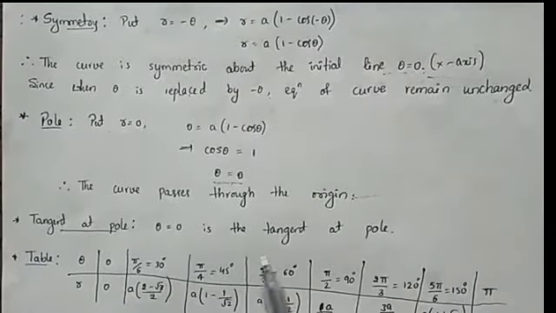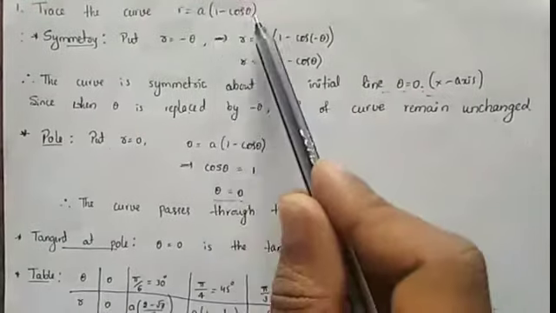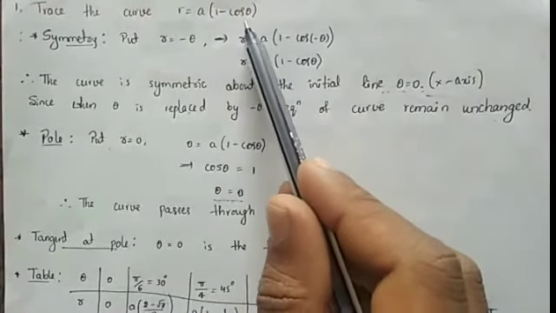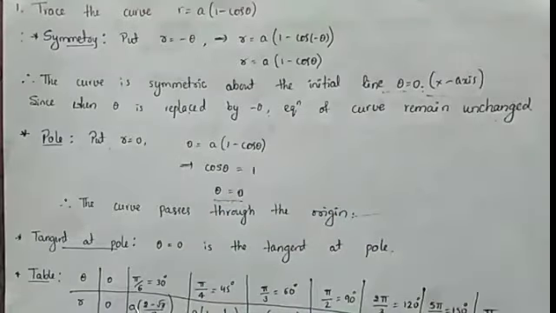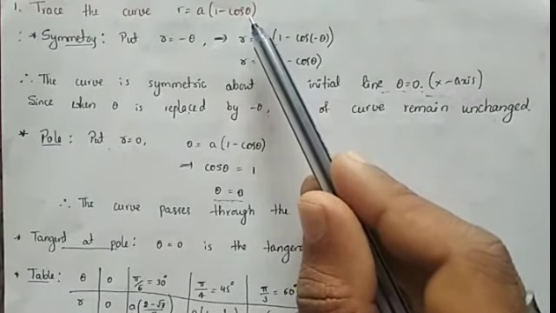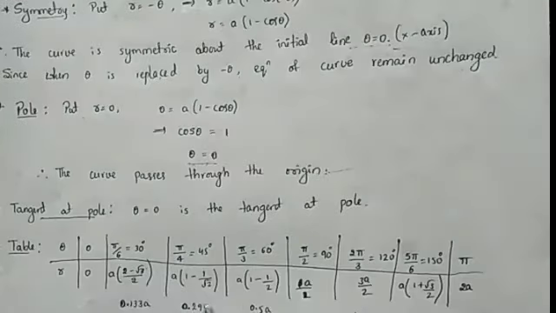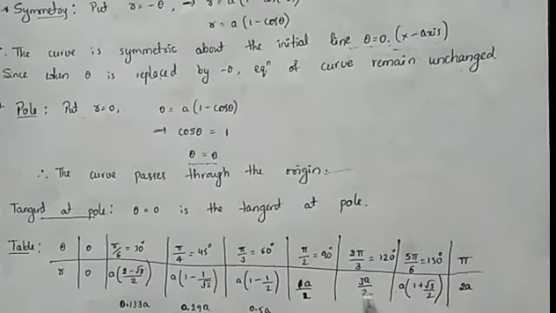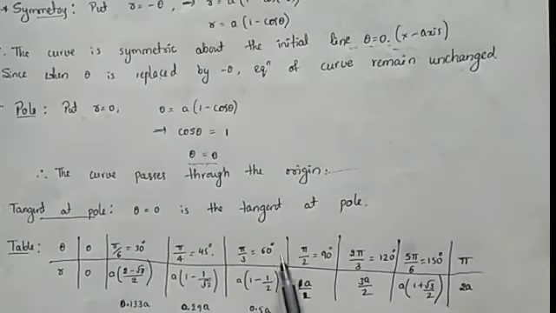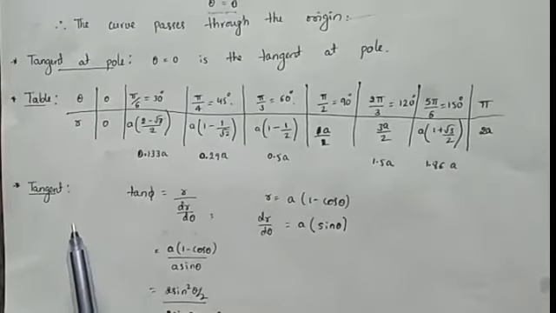Okay, the next one is the construction of the table. You put theta is equal to 0, you get the r value is equal to 0. Theta is equal to 0, cos 0 value is 1, 1 minus 1 is 0, you get r is equal to 0. Next, you put 30 degrees. Cos 30 degrees value is root 3 by 2, you get a into 2 minus root 3 by 2. Similarly, you calculate r values for different values of theta, that is 45 degrees, 60 degrees, 90 degrees, 120 degrees, 150 degrees, 180 degrees.